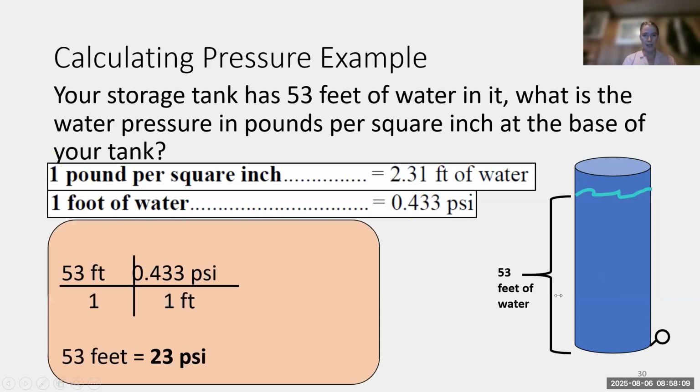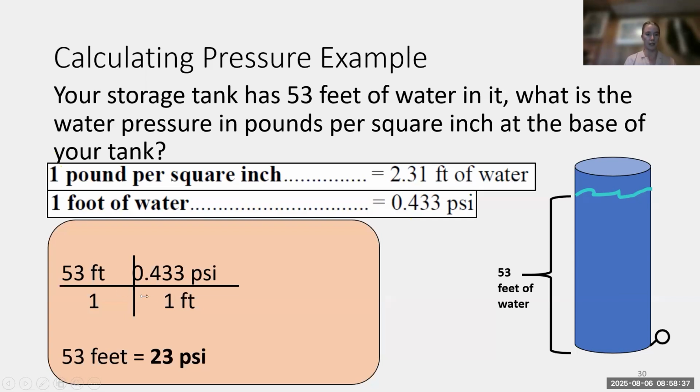So what we're going to need to do is convert our 53 feet, that's our height, and then we have our pounds per square inch conversion factor. So we know that for every foot of water that's in this tank in the height, is equal to 0.433 pounds per square inch. And so what we can do here is put this into our little conversion grid.